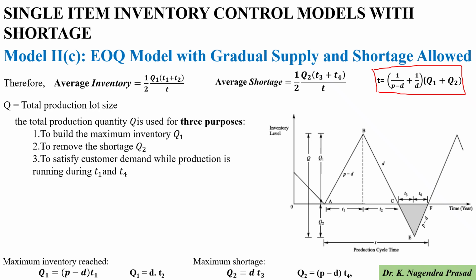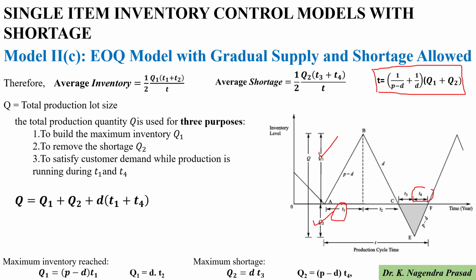The total production quantity capital Q is used for three purposes. One is to build the maximum inventory Q1, and remove the shortage Q2, and moreover to satisfy the customer demand while the production is running, T1 and T4. So with respect to these three purposes we have to use the total production quantity capital Q.